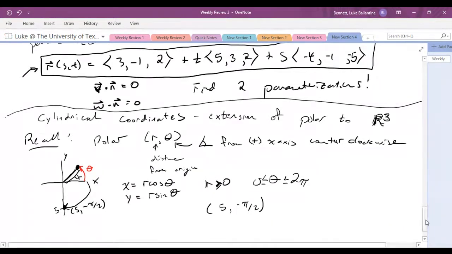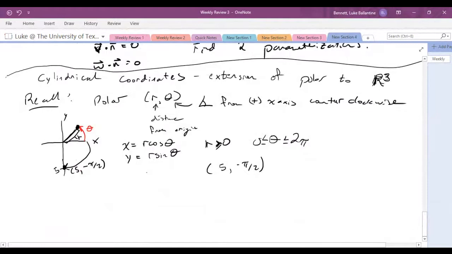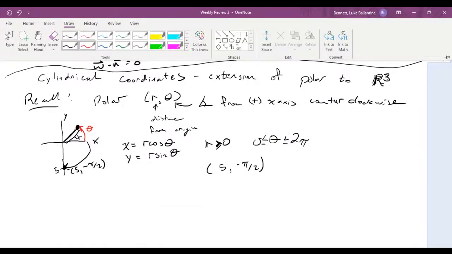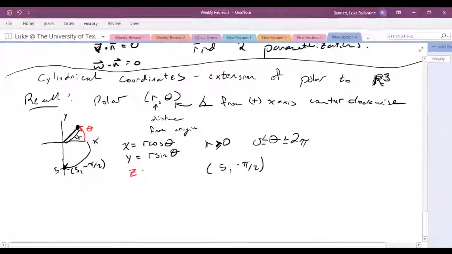For cylindrical coordinates, it's the same thing as polar, except we just add in z equals z. It's not too bad.